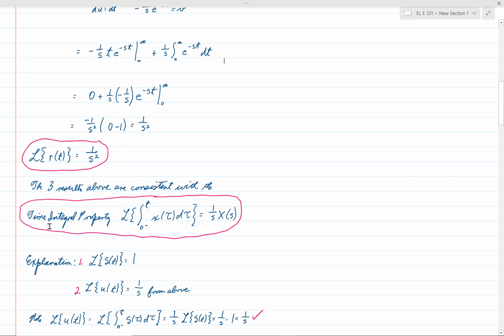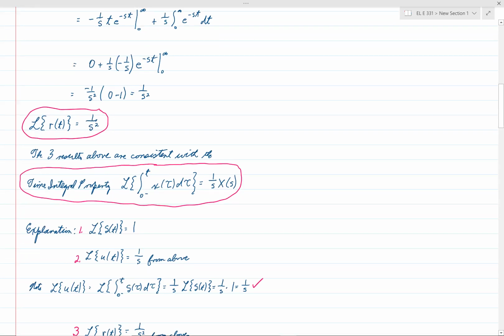This is called the time integral property of the Laplace transform, and to be very specific here, it says the Laplace transform of the integral from 0 minus to t of x of tau d tau is 1 over s times the Laplace transform of x itself, x of s.